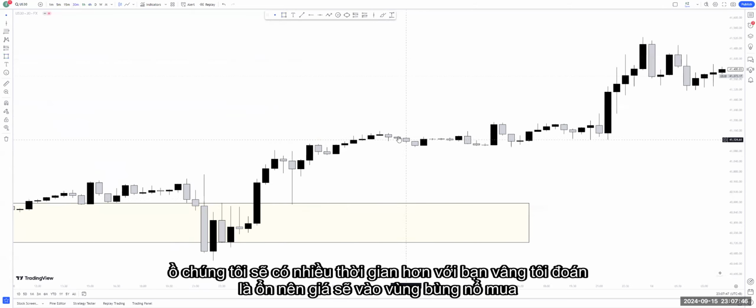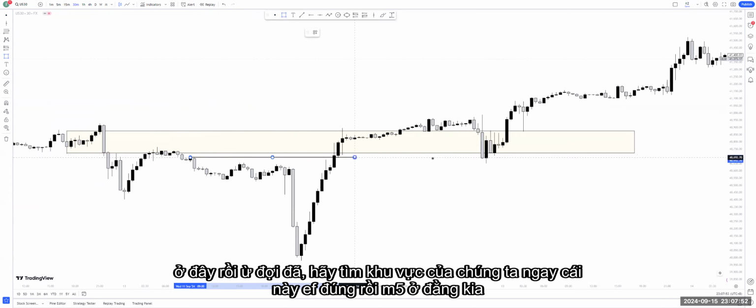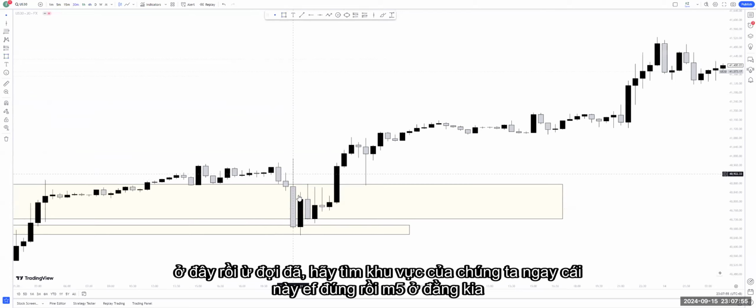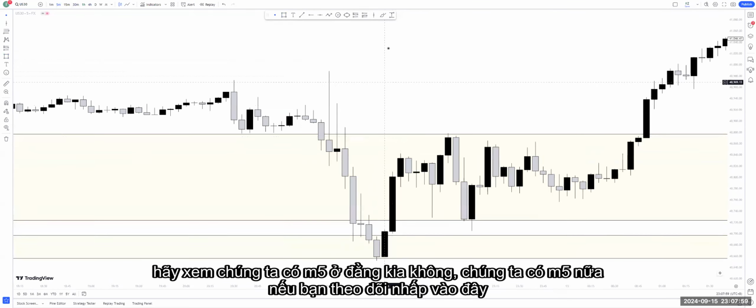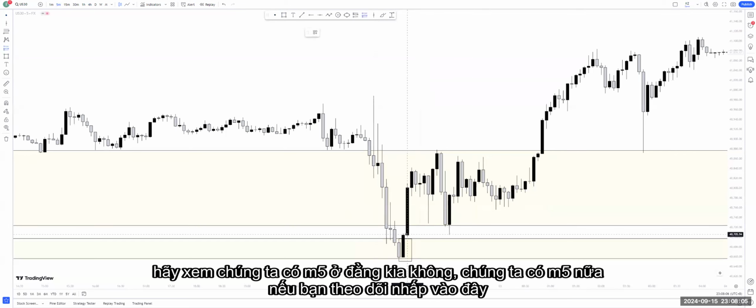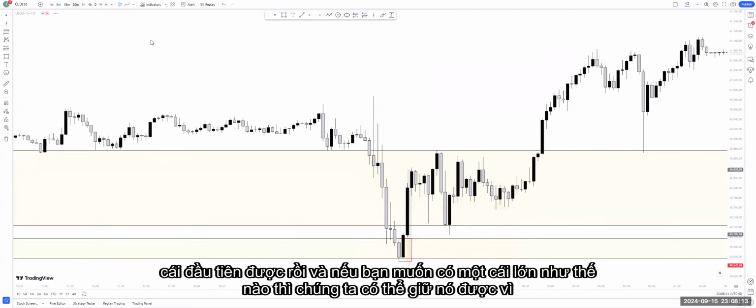So the price gets into the buy zone, boom, over here. And then, wait, let's look for our zone. This EF, and then M5 over there. Do we have an M5 over there? Yeah, we have M5. Again, if you FOMO, click here. Sometimes it's good to be FOMO. 1 to 2. We're done for the first one.